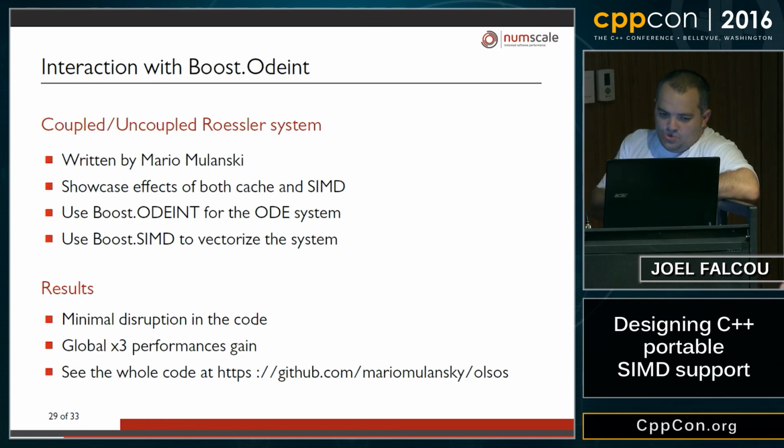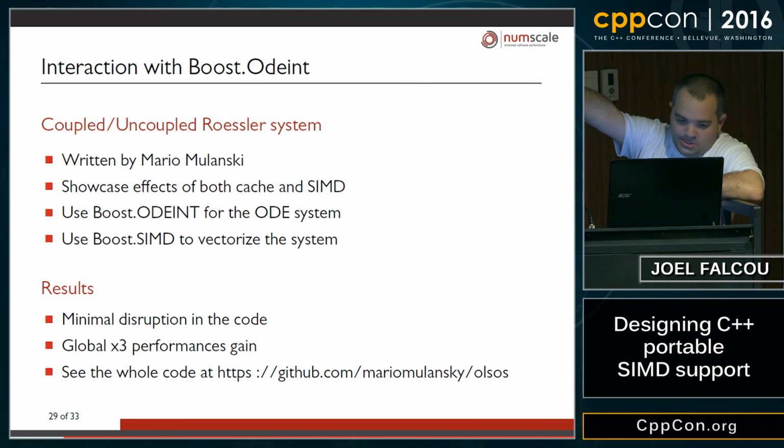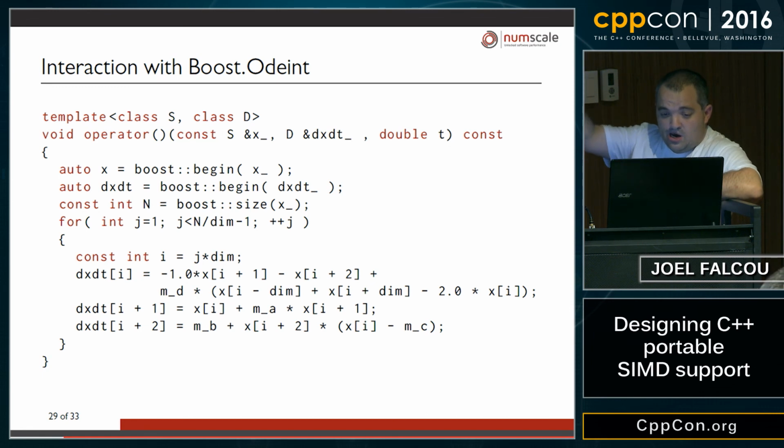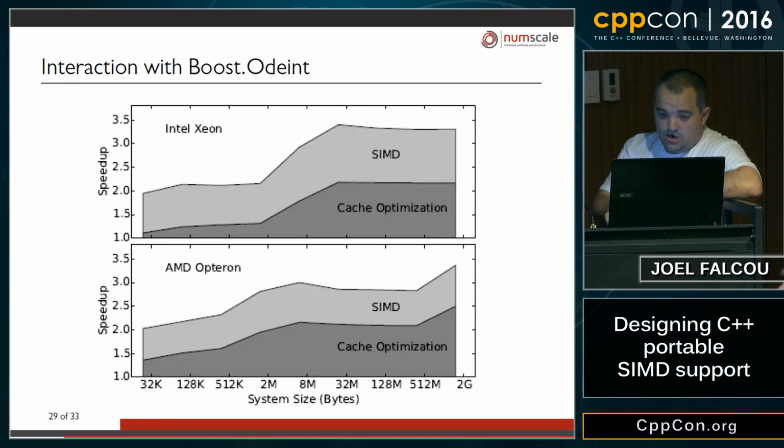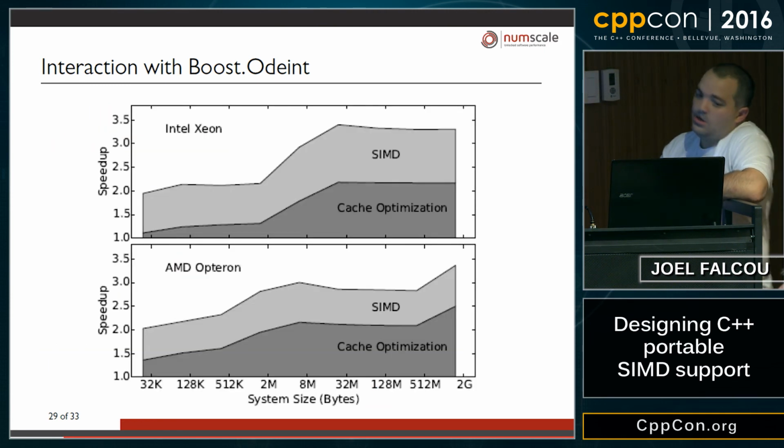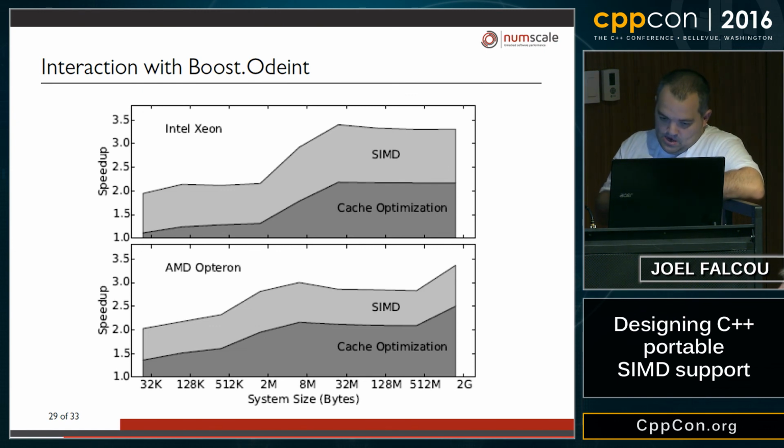Mario Mulansky wants to use Boost.SIMD with Boost.odeint to vectorize the ODE resolution of a Rössler system. You can get all the details there. Basically, the code is largely unchanged and we get 3 times faster. This is the code that does the stepping in odeint. Upstairs is the scalar code, and downstairs is the Boost.SIMD code, where basically you replace the double by a pack of double. And we get 3 times faster on these kinds of systems using an AVX machine, double precision.